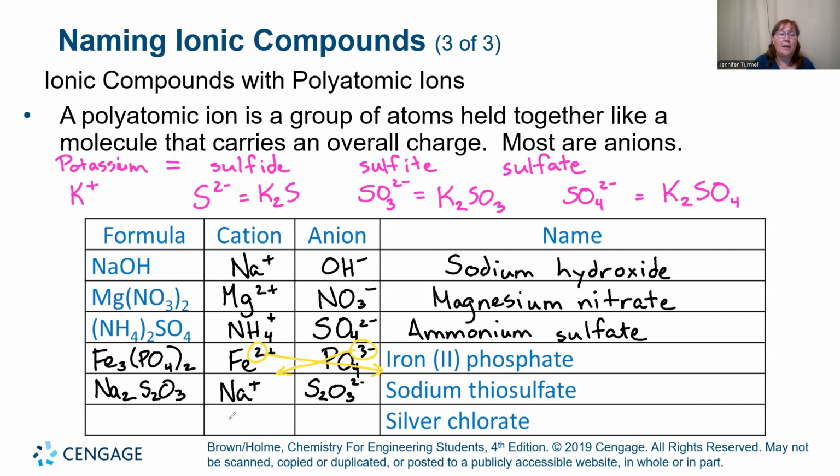And then last, we have silver chloride. Silver is a transition metal that only forms 1 cation, and it's Ag+. You can see them on the side in bold. There's 3 of them that only form 1 each. Our chlorate is ClO3 with a 1- charge. These will balance perfectly, and silver chlorate is AgClO3.